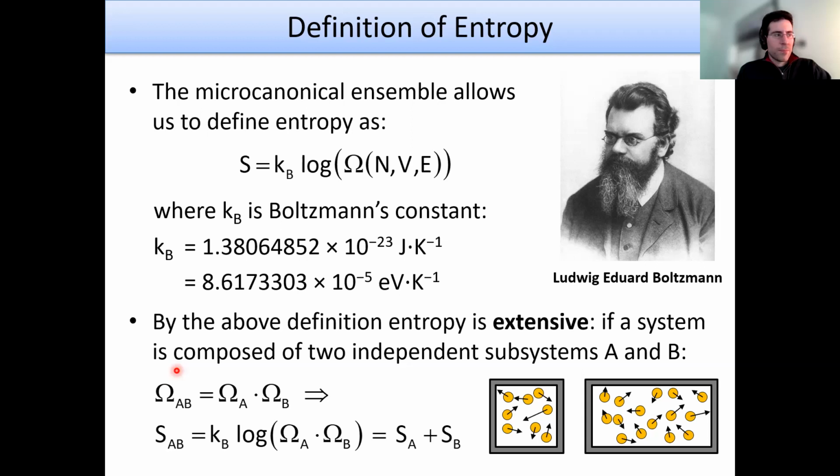So if this is fine, then simply the logarithm of a product is the sum of the logarithms, from mathematics. And therefore, the entropy of the composite system is simply kB times this thing, which breaks into log of omega A plus log of omega B, which is the entropy of A plus the entropy of B. So this definition satisfies the extensive property of the entropy.